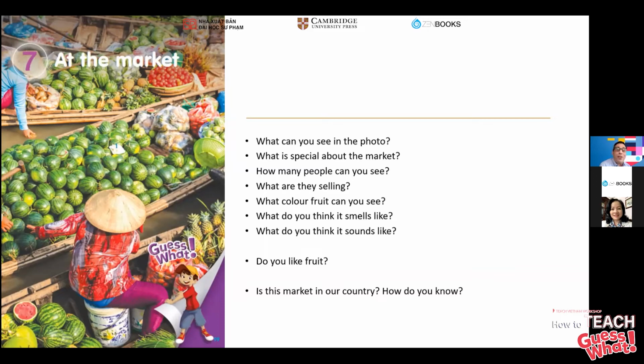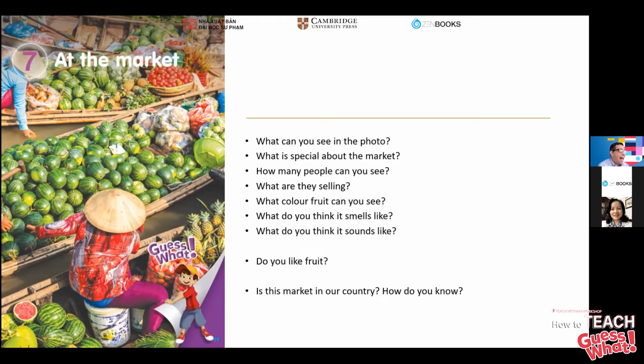And guess what? We've used a lot of photos from Vietnam to personalize it with the students. But how do you know? What is special about this photo that lets you know that it's in Vietnam? It's a floating market. Vietnam has floating markets. Anything else that's special that lets you know, hey, this is probably Vietnam, something very special.